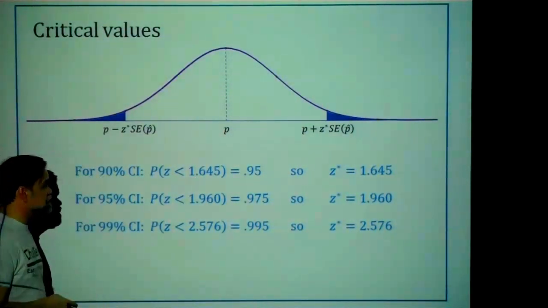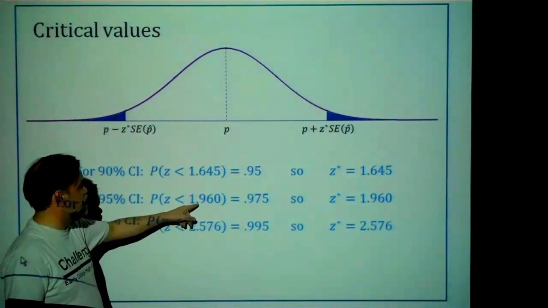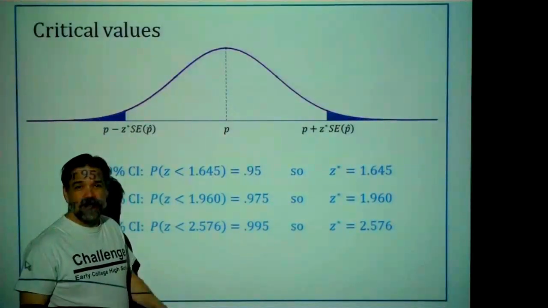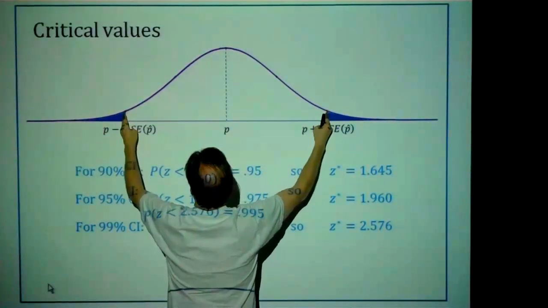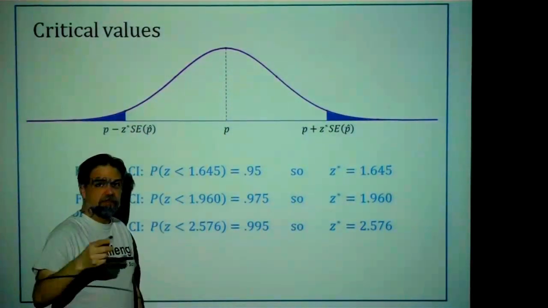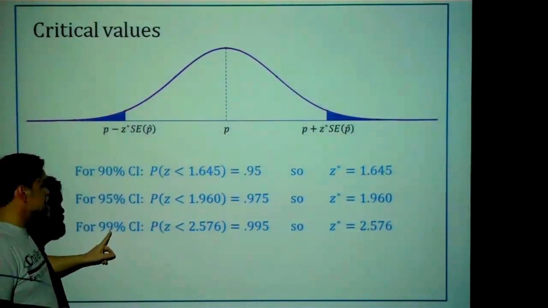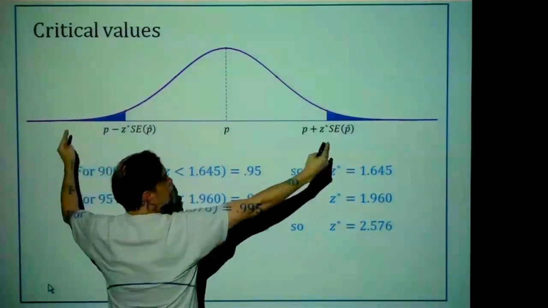If you're doing a 95% confidence interval, then what you want is the probability that Z is less than whatever number you want to be, 0.975. Why 0.975? Well, because it's 95 plus half of that leftover 5%, which would be 2.5%. 95 plus 2.5 is 97.5. Okay? If you want a 99% confidence interval, okay, it's going to be wider.